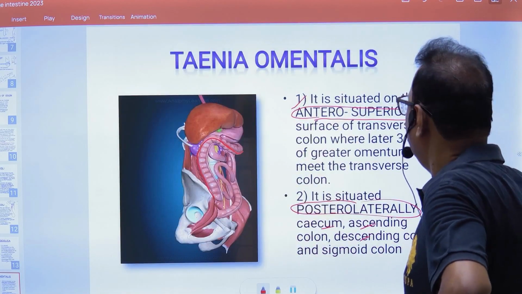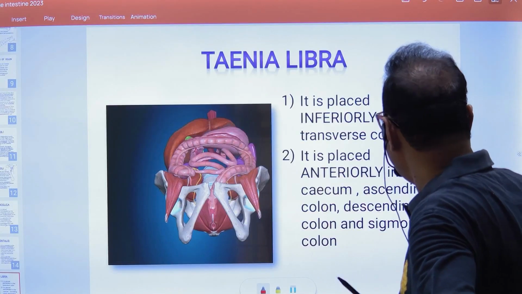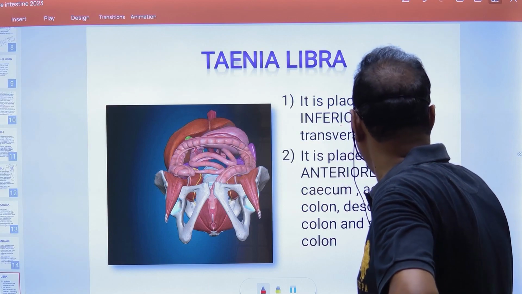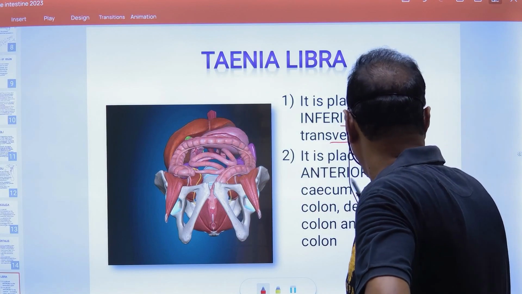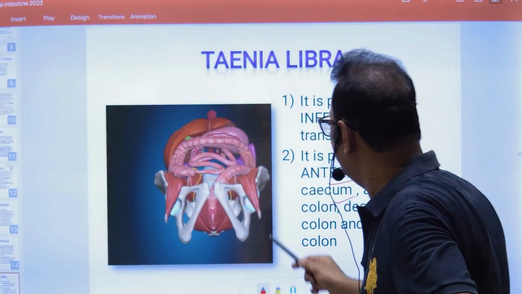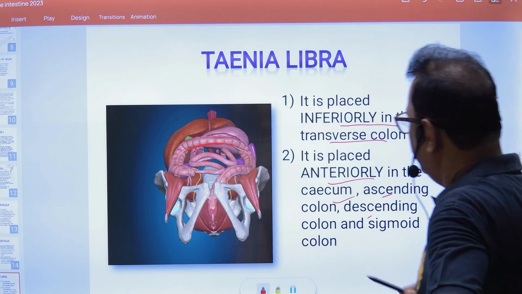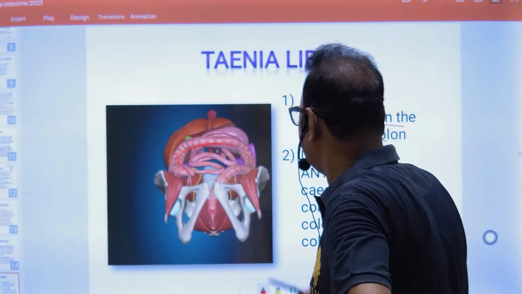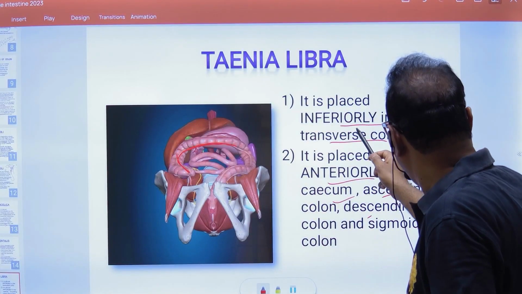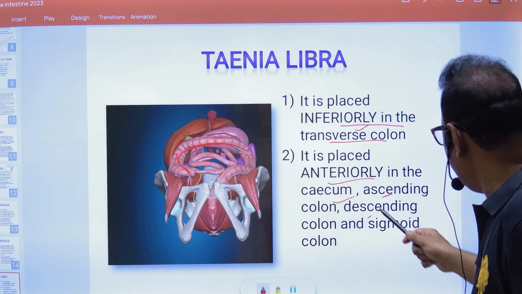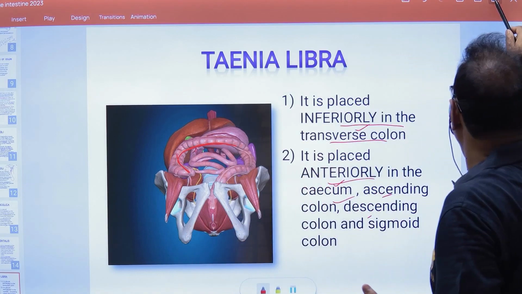Then we have got the tinea libra. Finally, this tinea libra is attached inferiorly on the transverse colon, and anteriorly to the cecum, ascending colon, and descending colon. This is the inferior surface of the transverse colon, and it comes like this onto the anterior surface of the remaining part of the colon. So it is placed inferiorly on the transverse colon, but in the remaining portion you could see it anteriorly, and this is how the tinea libra is placed.